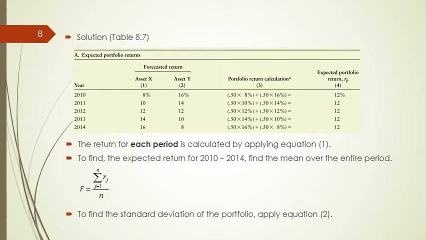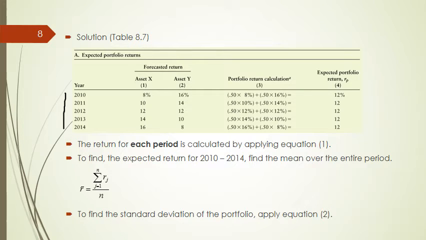So what you have here is table 8.7, which is the example from the textbook. We have five years here on the side, from 2010 to 2014. These are forecasted returns between 2010 and 2014. Depending upon which edition you are using, these numbers might differ, but that doesn't make a difference. Then you have forecasted returns for asset X and asset Y. This can be interpreted as follows: for 2010, our forecasted return for asset X is 8%, and for asset Y it is 16%, and so on for each year. For example, in 2014, our forecasted return for asset X is 16%, whereas our forecasted return for asset Y is 8%.